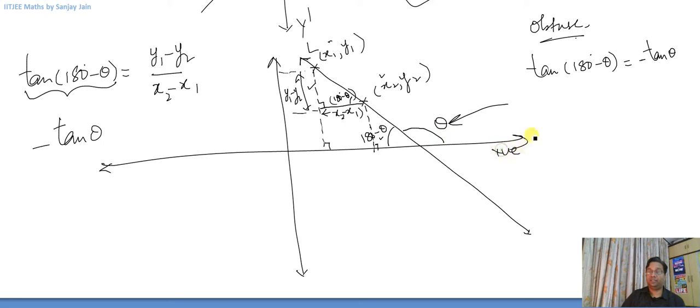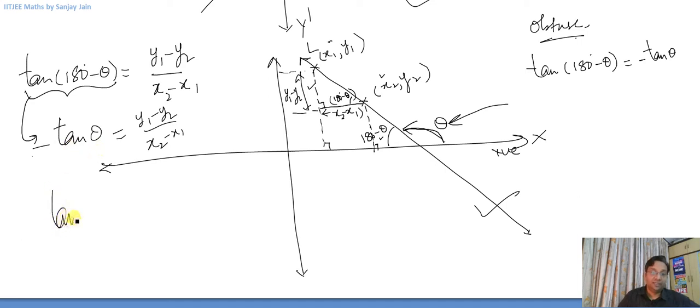This is the positive direction of x-axis, and this is the angle that this line makes in anti-clockwise direction with the positive direction of x-axis. So I am looking for tan of theta, which will be the slope of this line. So tan of 180 minus theta is minus tan theta, and it is equal to y1 minus y2 divided by x2 minus x1. Now if I multiply both sides by minus 1, this negative sign will vanish from the left hand side, and tan theta will be equal to, I will just exchange these, y2 minus y1 divided by x2 minus x1.